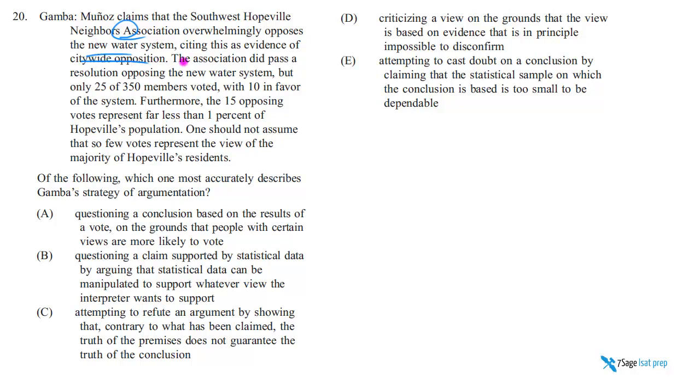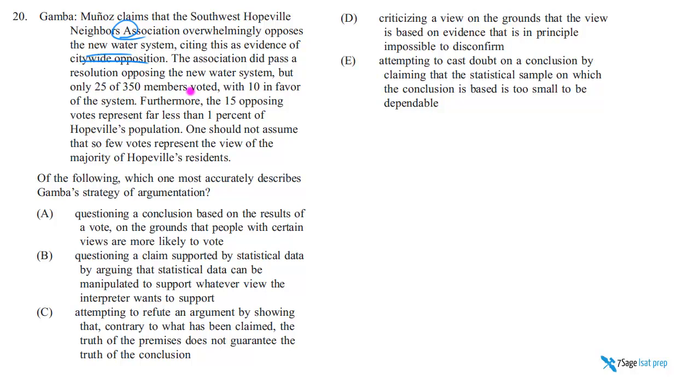Who knows? The association did pass a resolution opposing the new water system, but only 25 of the 350 members voted. Oh, okay. So now this is surprising, because now I'm beginning to get skeptical, because of what Gamba is telling me, that the association themselves even opposes the water system, or overwhelmingly opposes the water system. Because look, the vast majority of people didn't even vote.